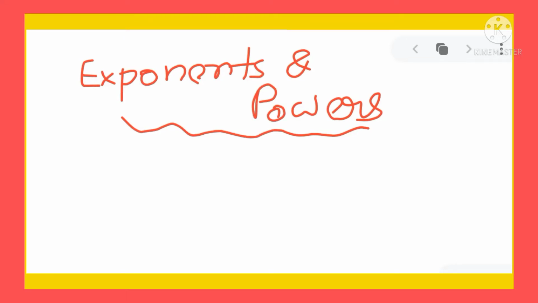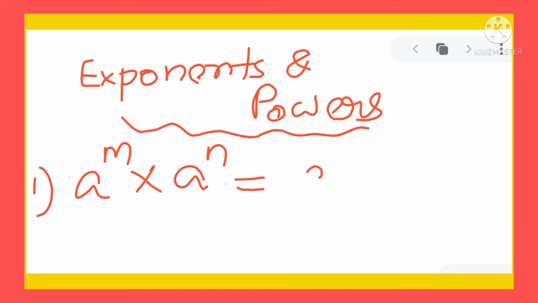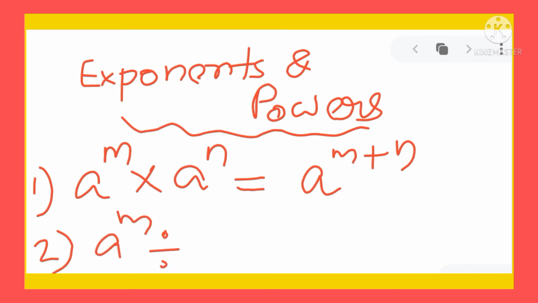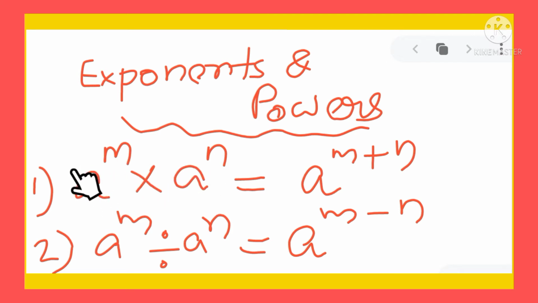Hello children, let us start the chapter Exponents and Powers. Here we already studied some laws of exponents last year. Some of them are here: a raised to m into a raised to n is a raised to m plus n. And second law, a raised to m divided by a raised to n is equal to a raised to m minus n.